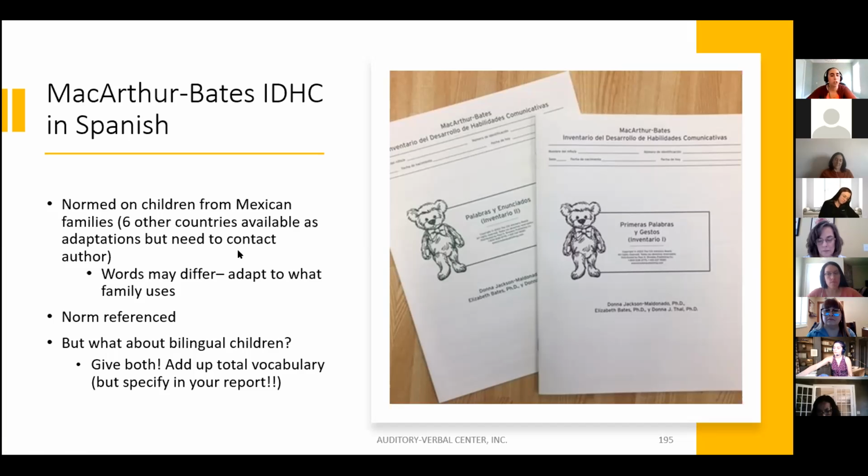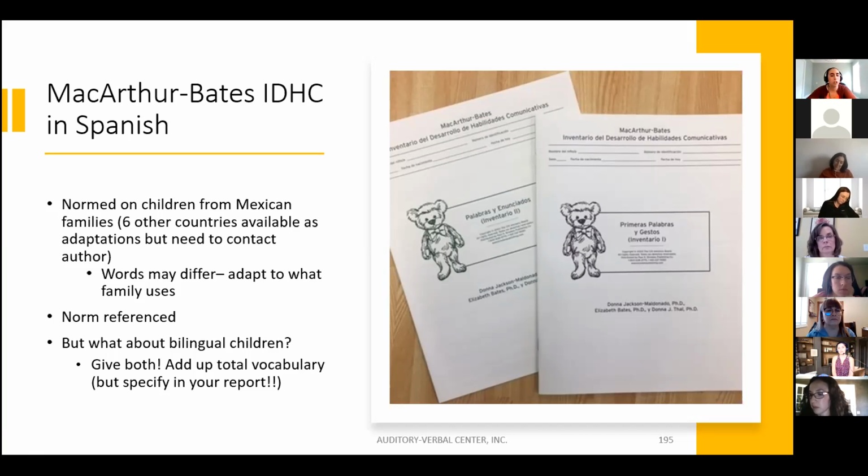But what about bilingual children? There are different schools of thought, whether you should count just their Spanish words, then separately their English words. But technically, the best way to do it would be to add up the total vocabulary. So add up all of their words in Spanish, all of their words in English, but be very clear in your assessment results on what you're doing. This is their total number of words in English, their total number of words in Spanish, and this is the total number of words between both languages.